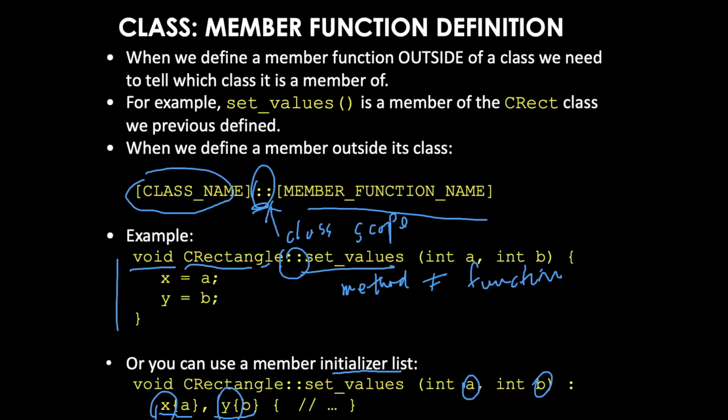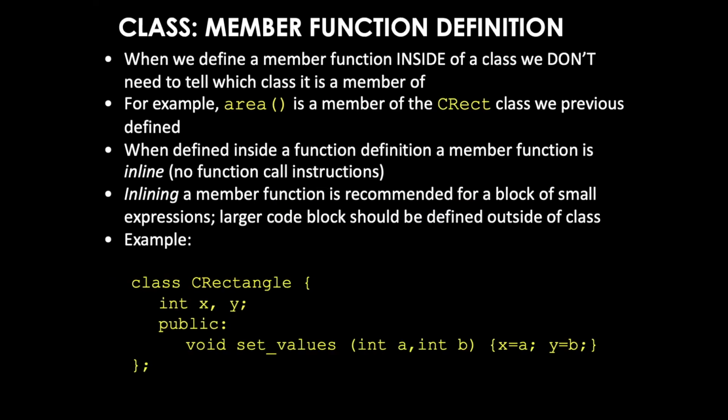Another way of initializing your x and y members is to simply write this inside the body here, x equals a, y equals b. We'll take a look at the next step, how we can define a member function inside of a class. This is another way of defining your method or member function.